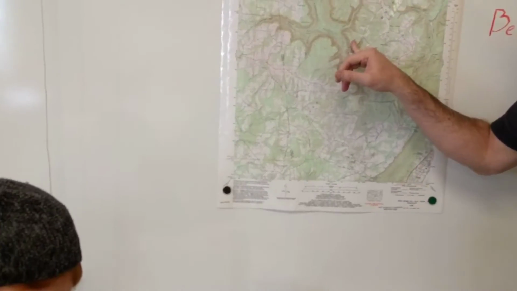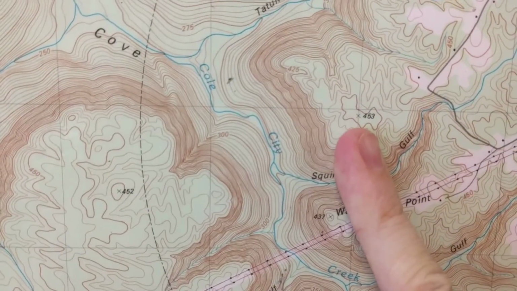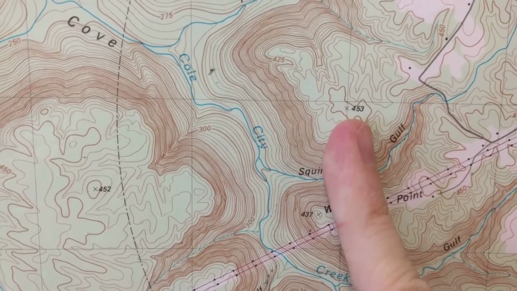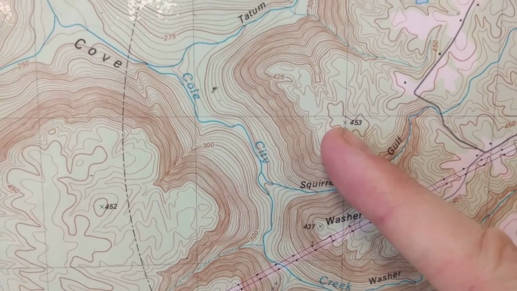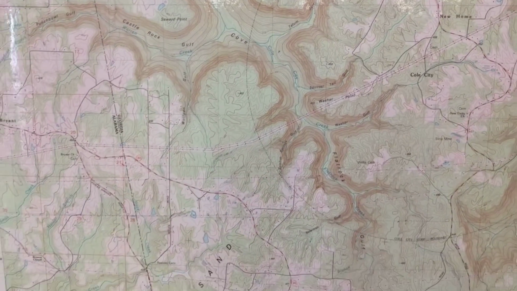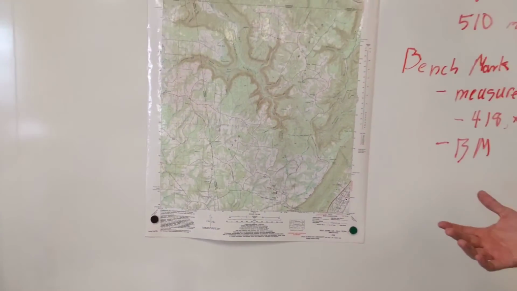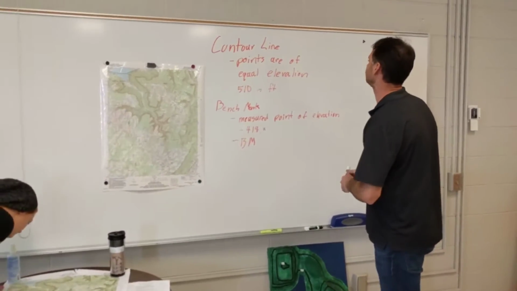Danielle, sorry. So I've got one right here, and you can see there's a small x, and with the label numbered on it of 453. So we know that the top of that peak is 453, whatever units it is, and we're going to talk about how we find out what units there are in just a second. So those are examples of contour lines and benchmarks.